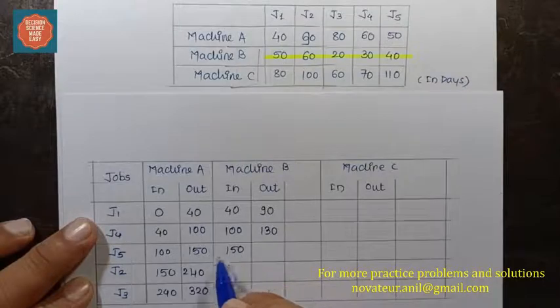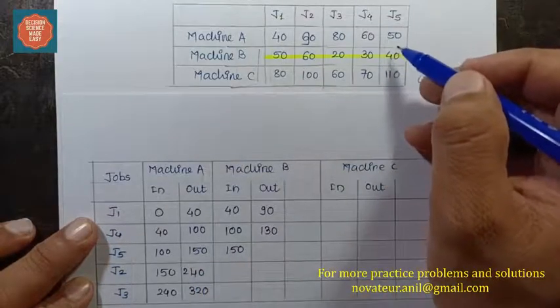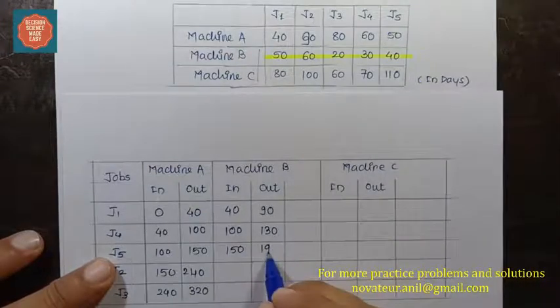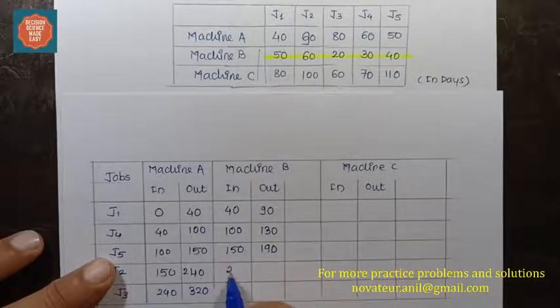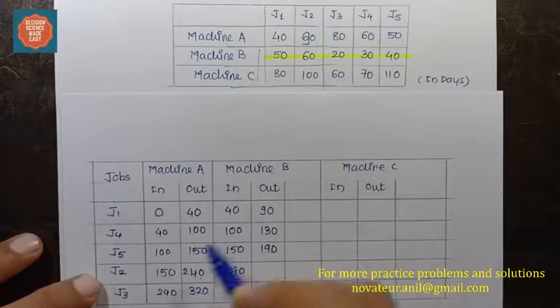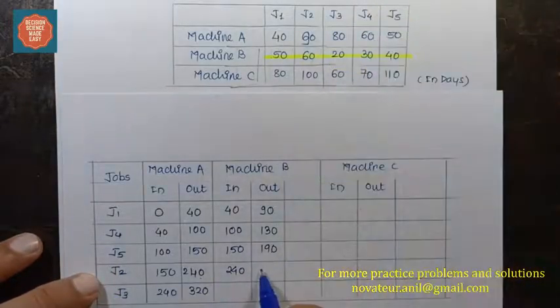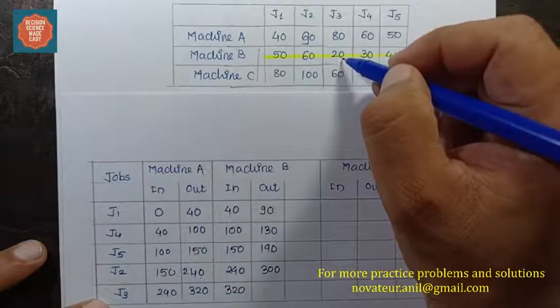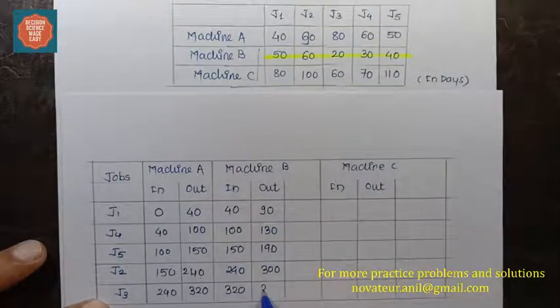150 is higher, so I'm going to select 150. J5 is 40, so it becomes 190. 190 and 240, the higher value is 240, so I'll select 240. J2 is 60, so that becomes 300. 300 and 320, higher is 320, so I'm going to select 320. J3 is nothing but 20, so this becomes 340.